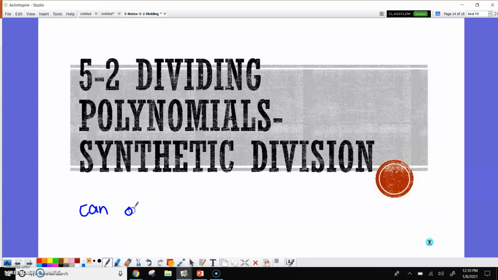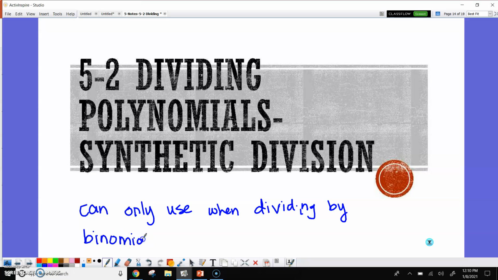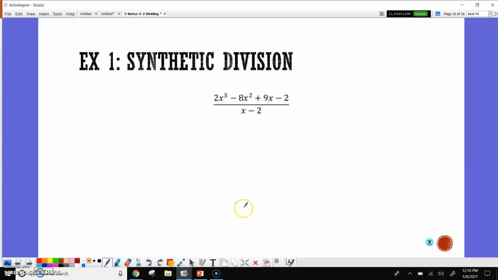So you can only divide by a binomial with a degree of 1. Okay. So right here we are dividing, this is a binomial. It has 2 terms, so binomial, and then the degree is 1. If that is the case, then you can use synthetic division.